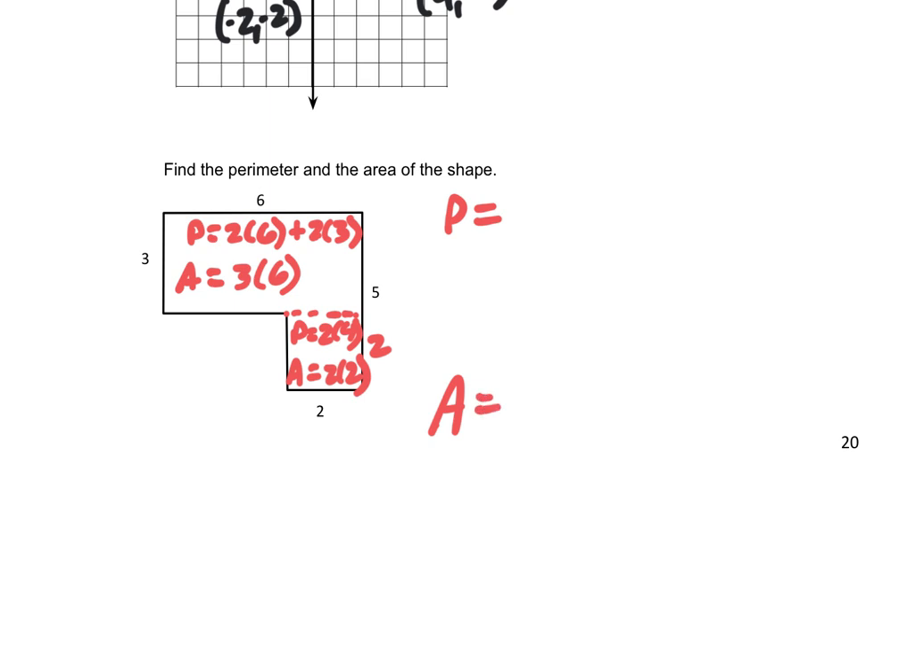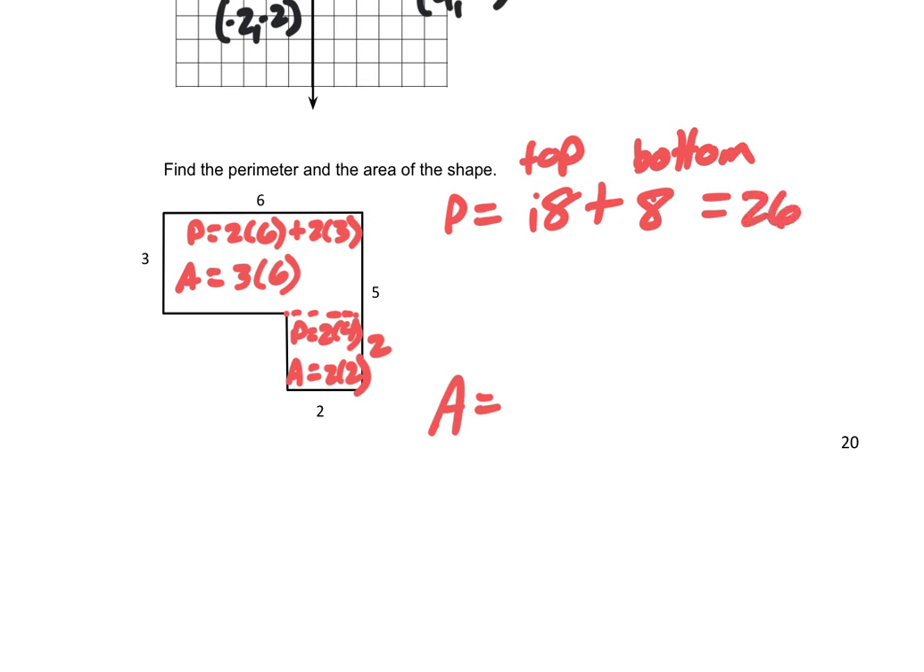Okay, so to get my perimeter, what's 2 times 6 plus 2 times 3? 18. So the top is 18. The bottom would be 8. So we do 18 plus 8, which would be 26 units.